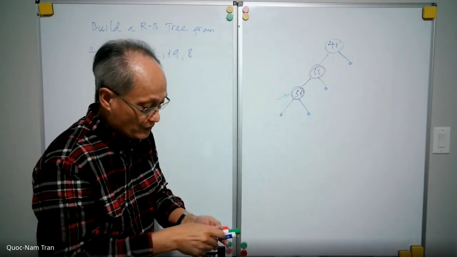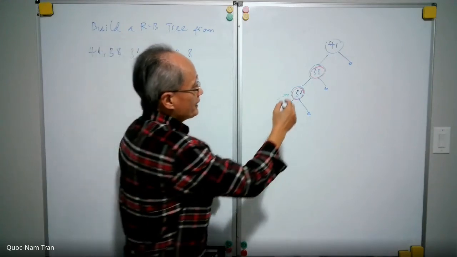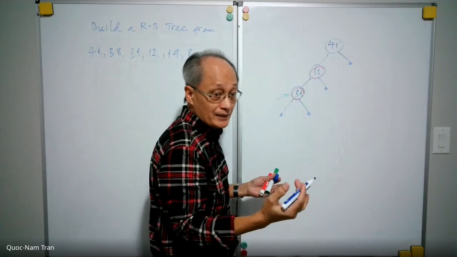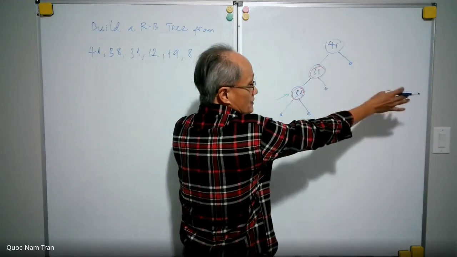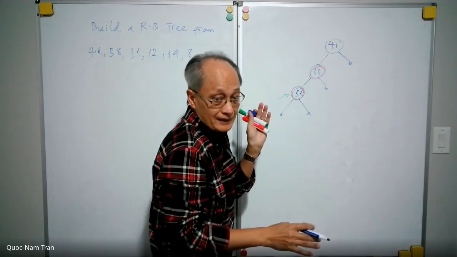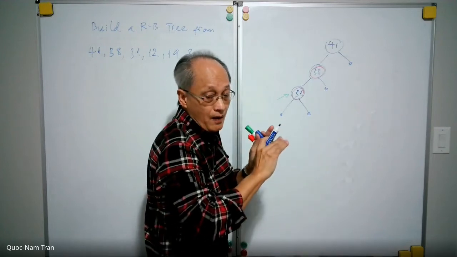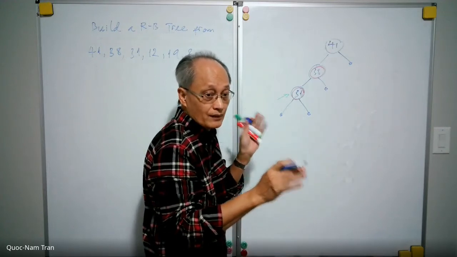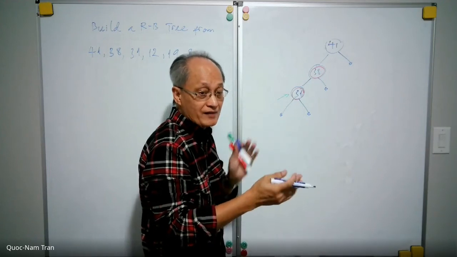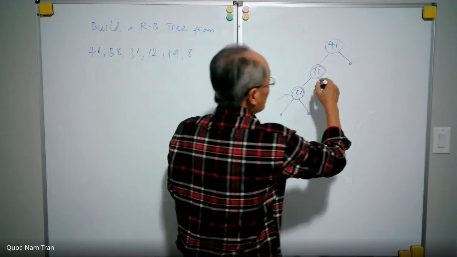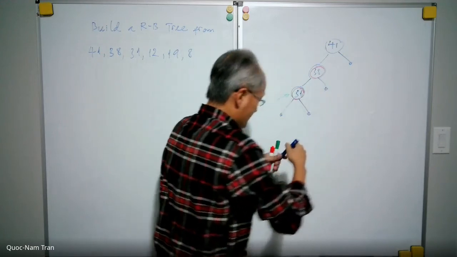Okay, so how does it work? We will try to rotate. The idea of rotating is to spread the 2 red nodes onto 2 sides. So in that case, we will not have 2 red nodes in a row, and we still keep the same number of black nodes on every branch. So we will rotate it here.